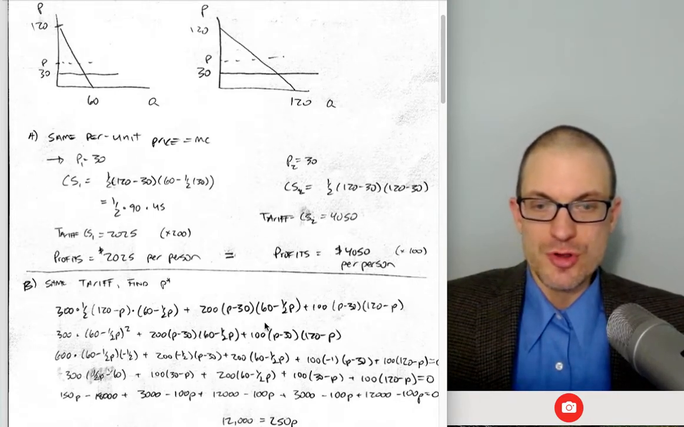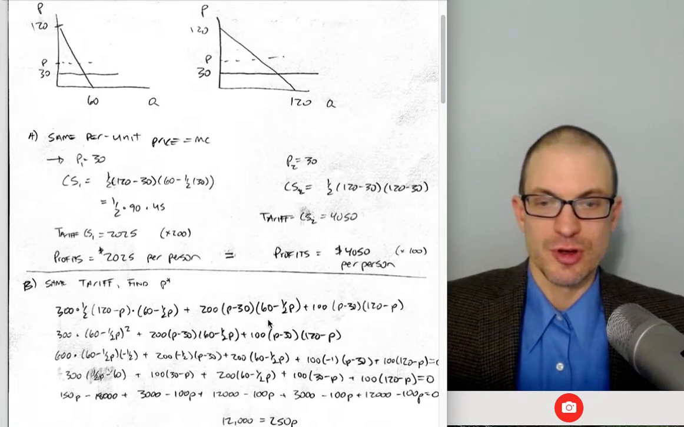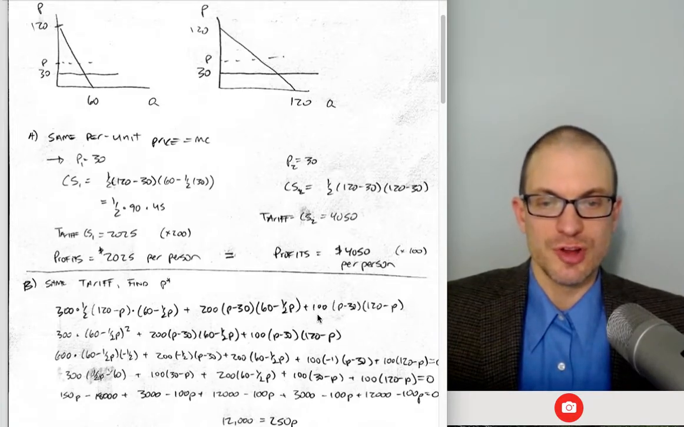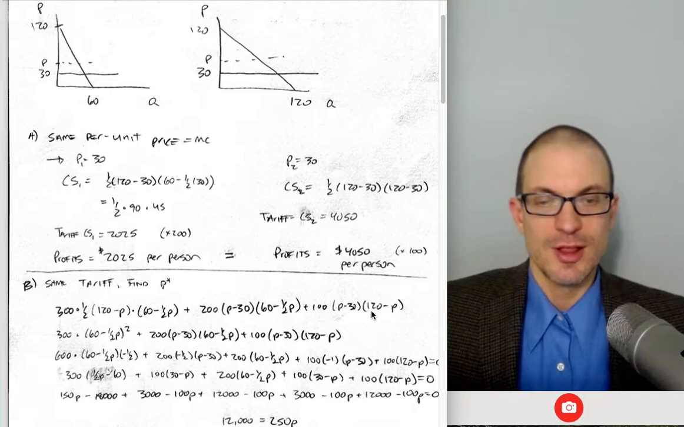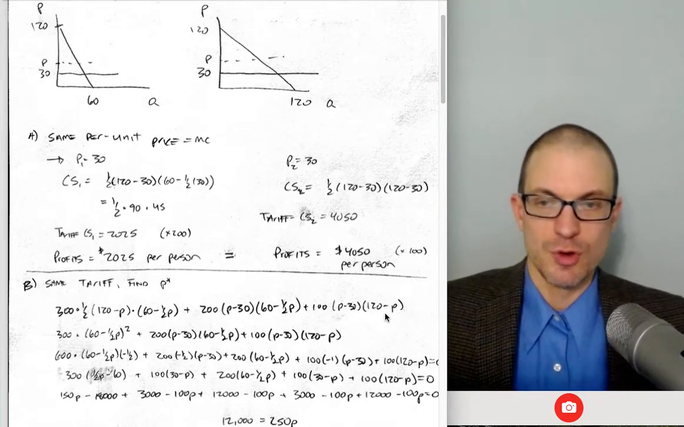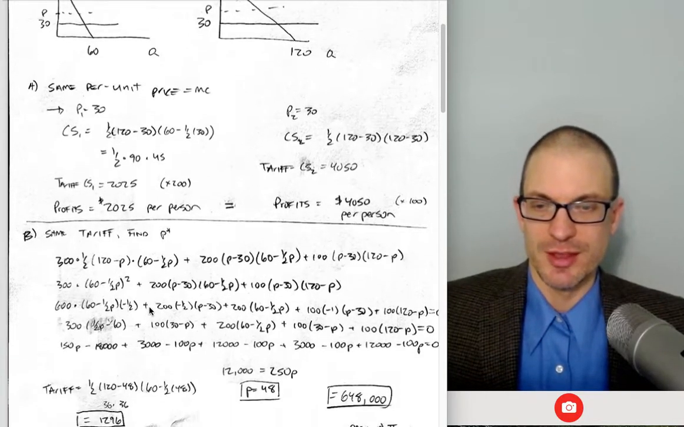Then I've got my per unit profits, my 200 consumers. This is markup. This is price minus marginal cost, and then this is demand. This is just the quantity at whatever is that price P for this group. And then for this other group, there's 100 such consumers. Again, here's the per unit price. Here's the markup, and then here's 120 minus P. That was the quantity.